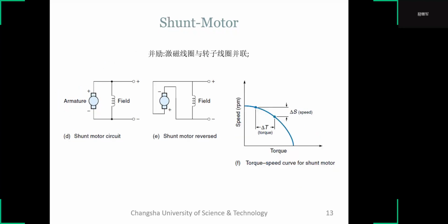This is a shunt motor. The armature and the fields are connected in parallel. For this kind of motor, the torque and the speed are almost linear.